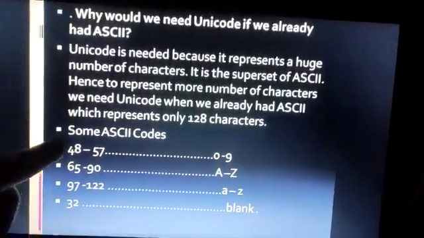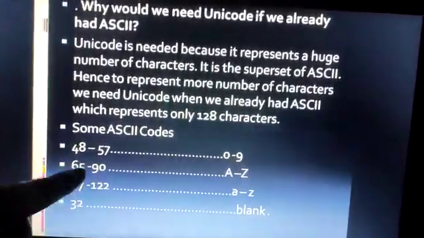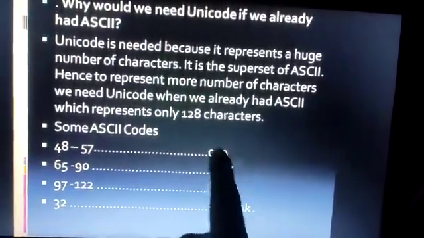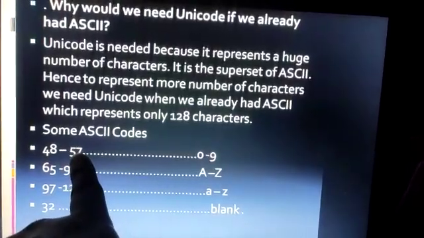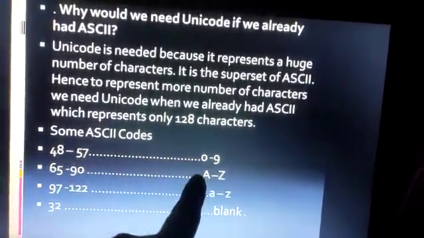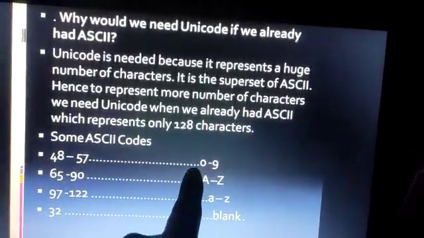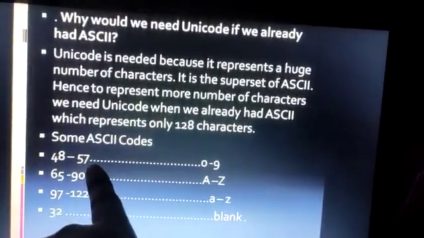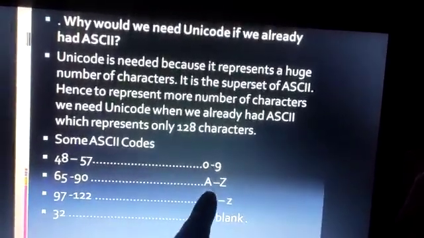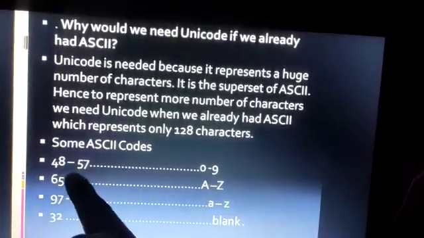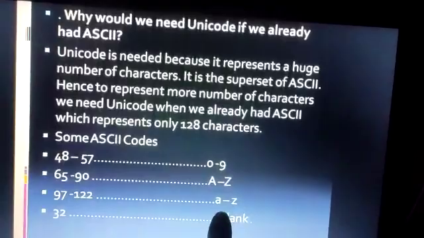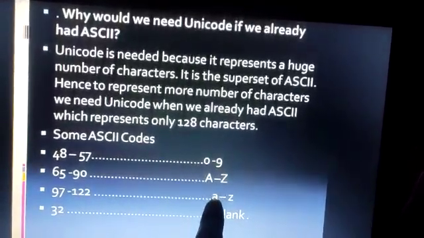Some of the popular, common ASCII values I have given here. For digits 0 to 9 we have ASCII from 48 to 57, meaning the ASCII of 0 is 48, then for 1 it is 49, then for 2 it is 50, and so on. From 0 to 9 we have 48 to 57. Next, for capital A to Z we have 65 to 90. For capital A we have 65, capital B is 66, capital C is 67, and so on.